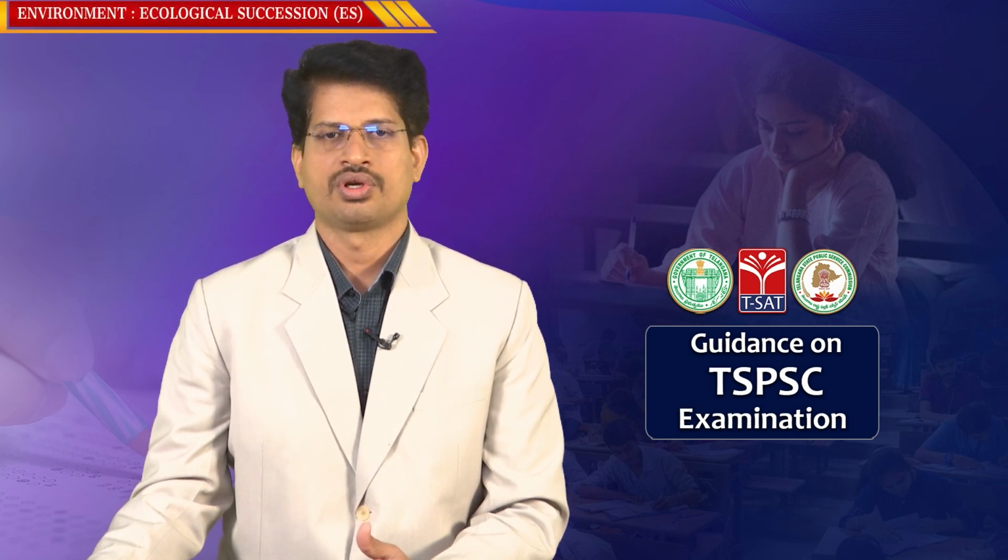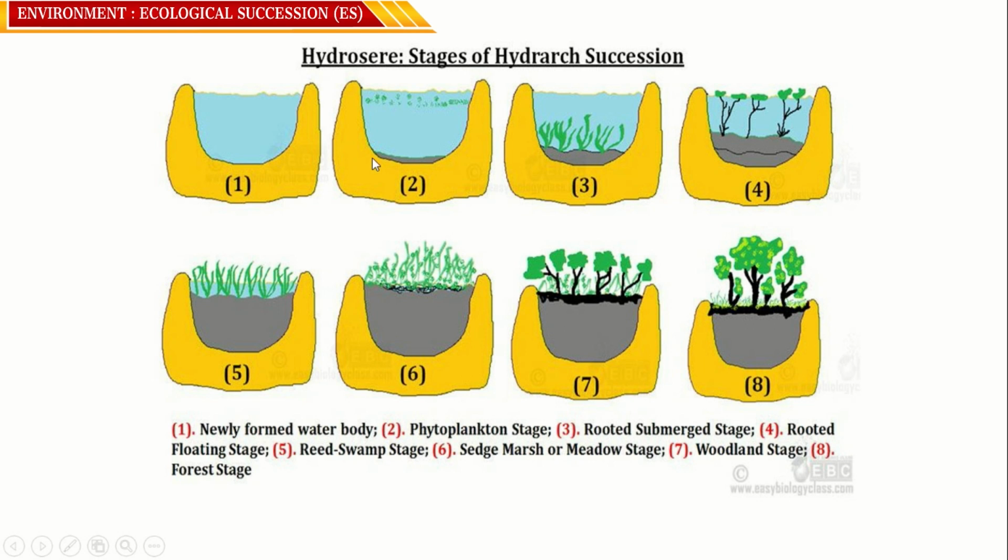See, this happens even in an aquatic ecosystem. When a pond is gradually being filled by sediments, obviously what happens is that this pond gradually, because of the sedimentation, transforms from an aquatic ecosystem to a terrestrial ecosystem.